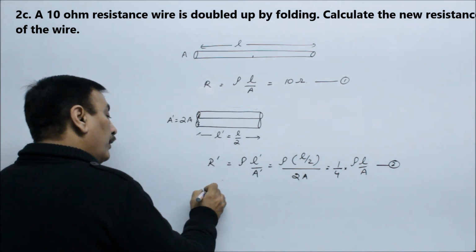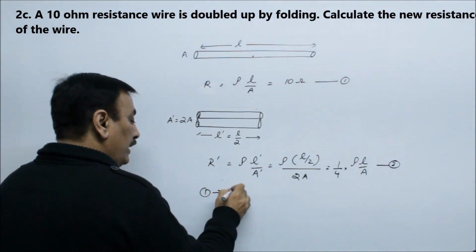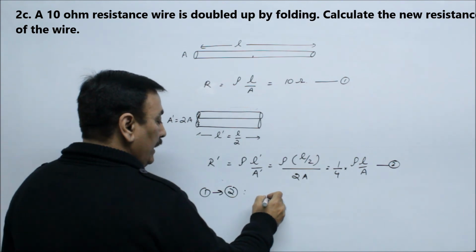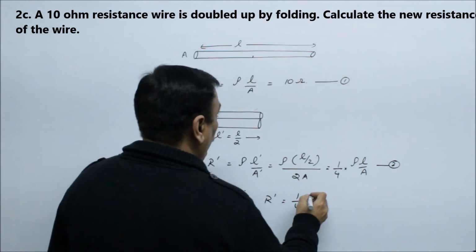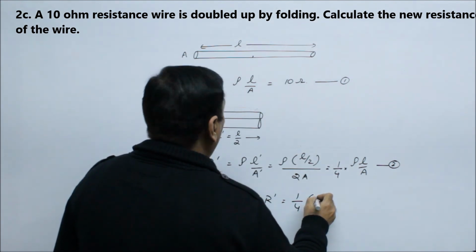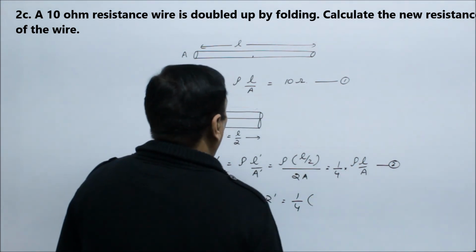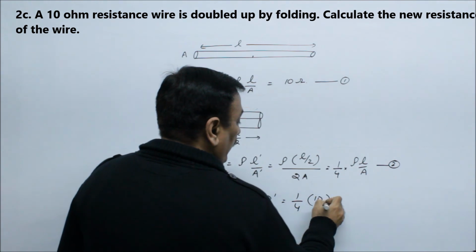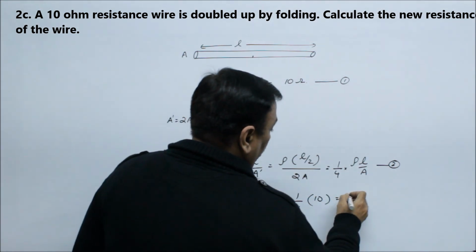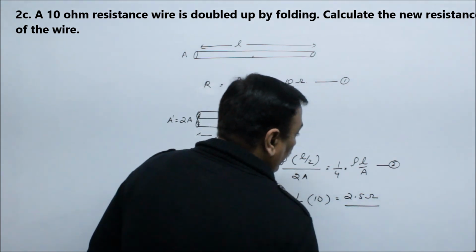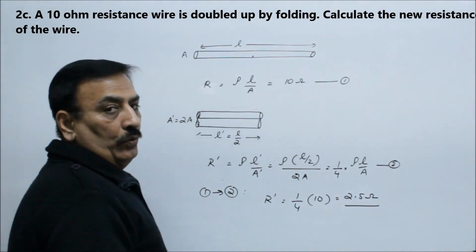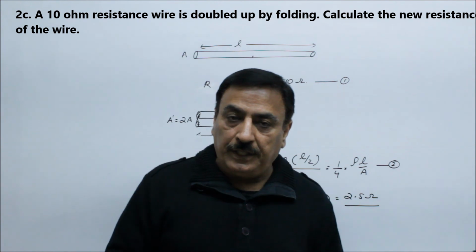Now, first equation, when used in the second, we can easily see what is R dash equal to. It is 1 by 4 times of what? R. And what is R? Rho L over A, that is 10 ohms. So we can write it 2.5 ohms. So this is the way we get the answer to this question, C part.